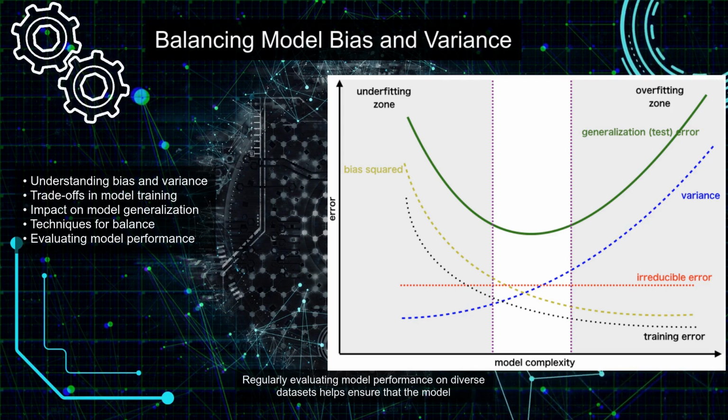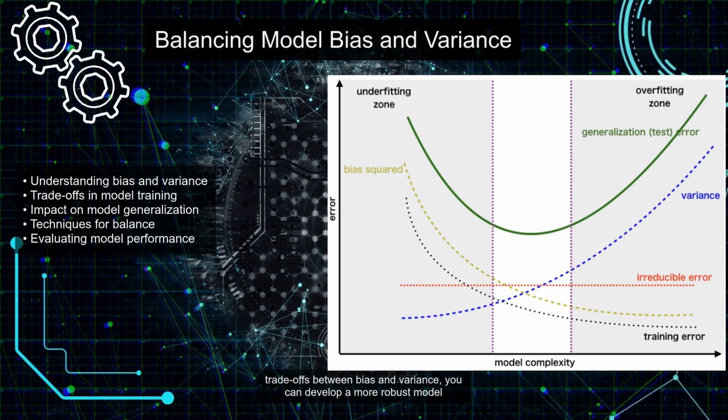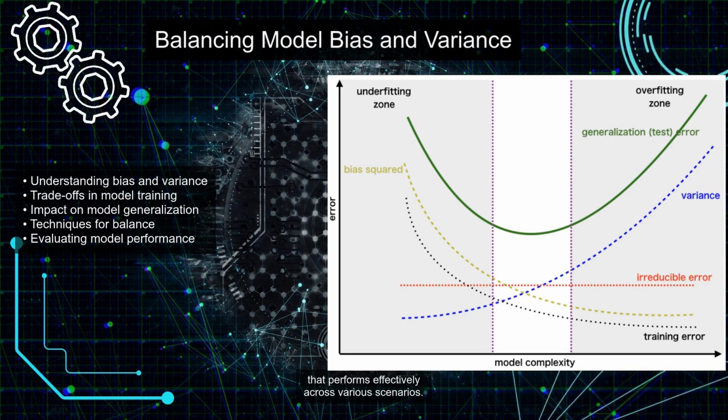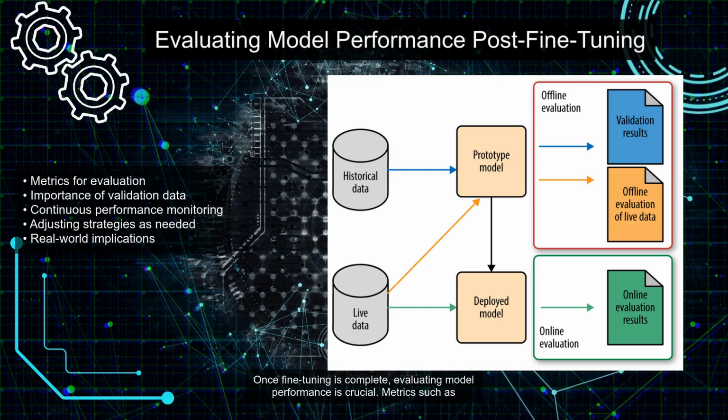Regularly evaluating model performance on diverse datasets helps ensure that the model adapts appropriately without succumbing to either extreme. By understanding and addressing the trade-offs between bias and variance, you can develop a more robust model that performs effectively across various scenarios. Once fine-tuning is complete, evaluating model performance is crucial.